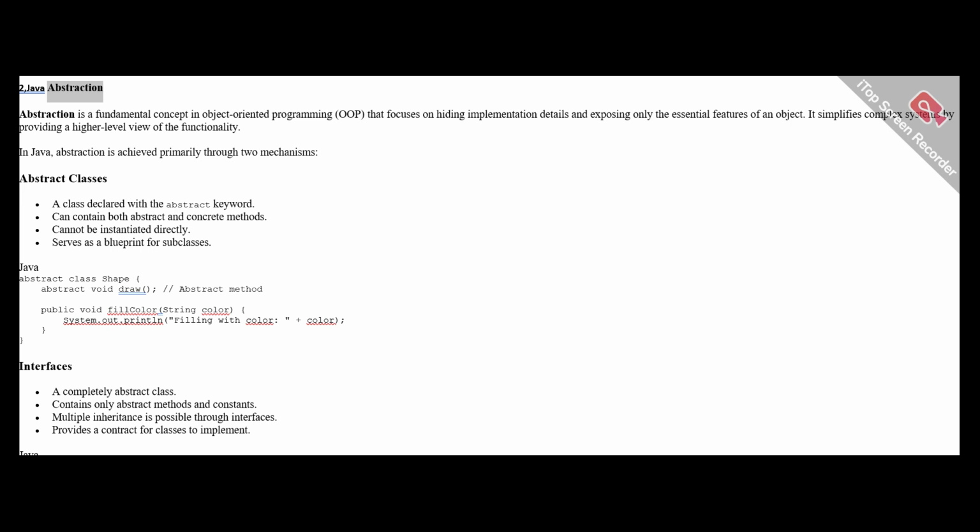2. Java abstraction. Abstraction is a fundamental concept in object-oriented programming, OOP, that focuses on hiding implementation details and exposing only the essential features of an object. It simplifies complex systems by providing a higher-level view of the functionality. In Java, abstraction is achieved primarily through two mechanisms. Abstract classes. A class declared with the abstract keyword can contain both abstract and concrete methods. Cannot be instantiated directly. Serves as a blueprint for subclasses.